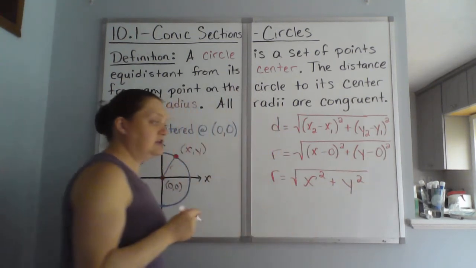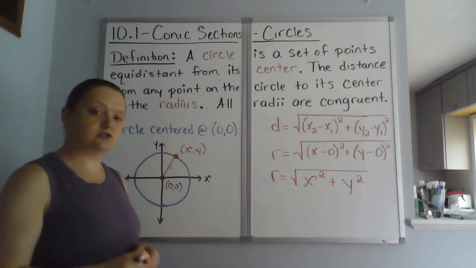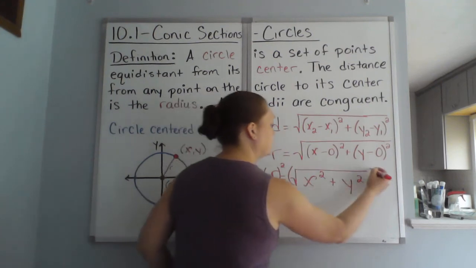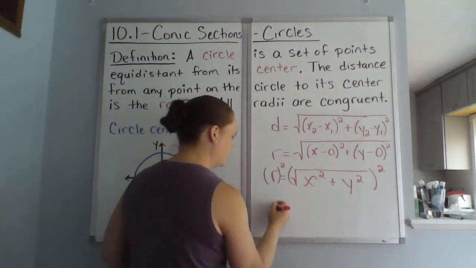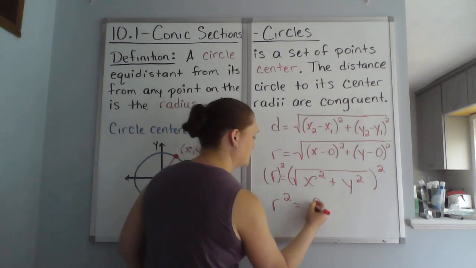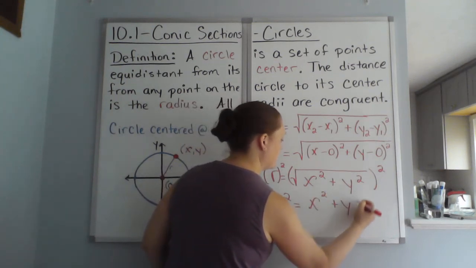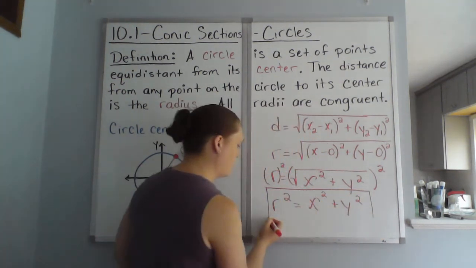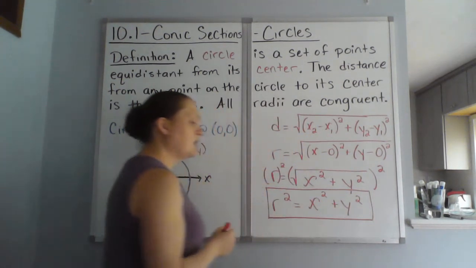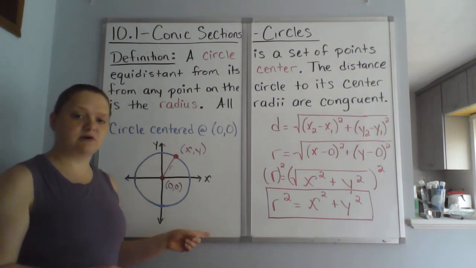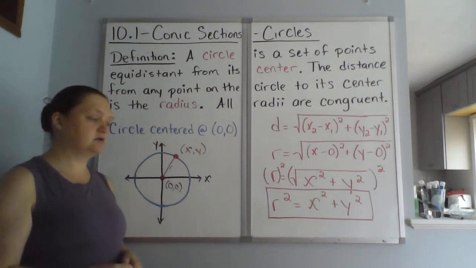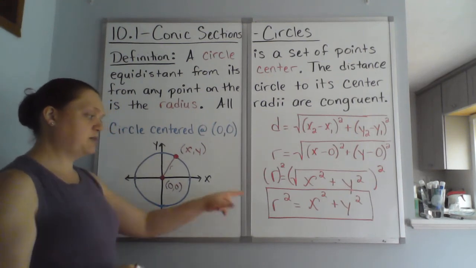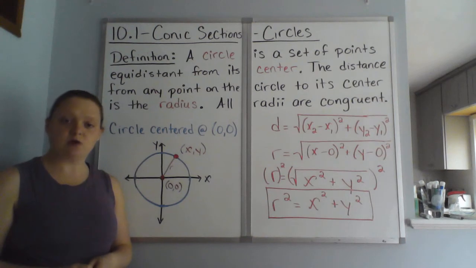All right, and then the convention for a circle is to get rid of the square root sign. So if I square both sides, I can eliminate the square root, and that will give me the radius squared is equal to x squared plus y squared. So this is the equation of a circle centered at the origin 0, 0. And later on we'll talk about how this formula gets modified when we have a center not at 0, 0. Okay, so any circle centered at 0, 0 would be written in the form x squared plus y squared equals r squared.